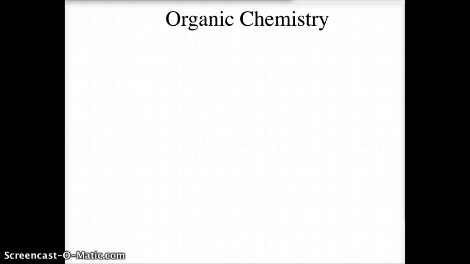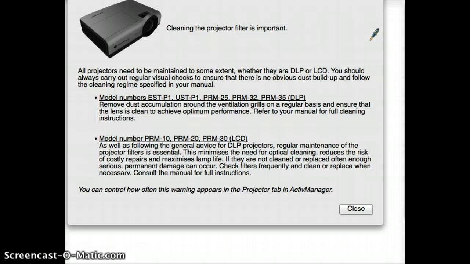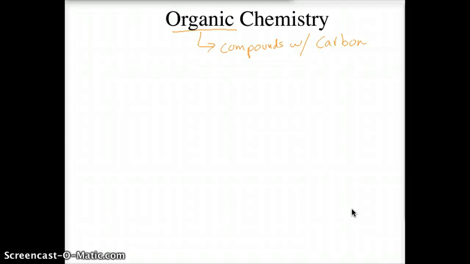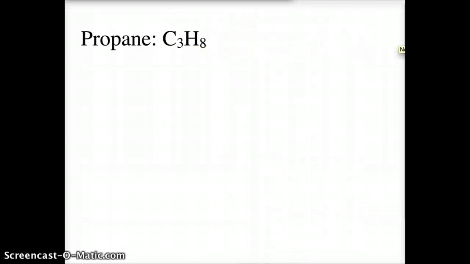So just a quick little refresher, an organic compound, when we're talking about organic chemistry, these are compounds with carbon. Again, usually they typically also have hydrogen, nitrogen, and oxygen, but any compound with carbon is going to qualify as an organic molecule. An example is propane, propane gas used in a grill. The chemical formula is C3H8.